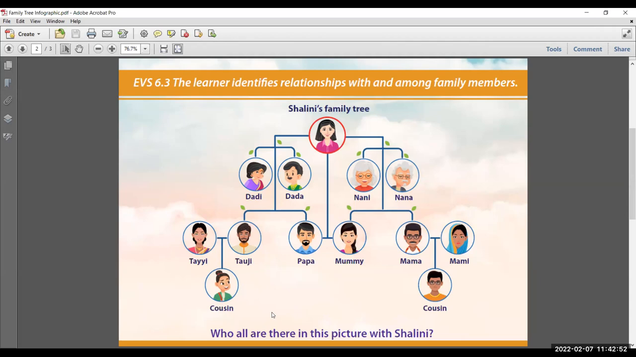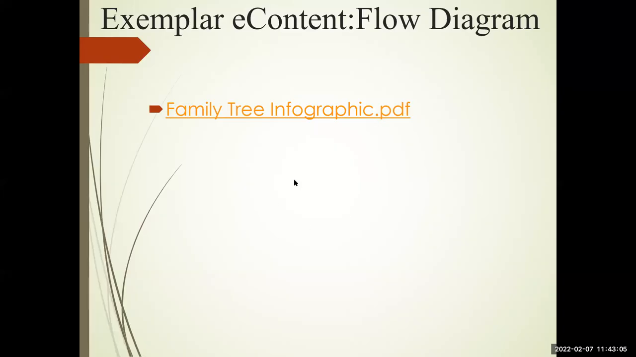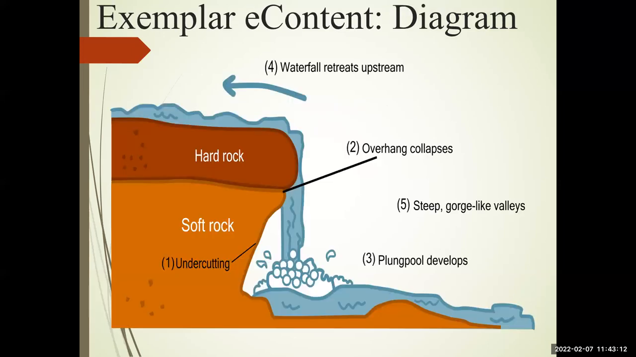So let me move on to another one. Yeah. So this is an example of a diagram. Here you can see the process of waterfall formation. Landforms are something which are developed or created by nature in a span of centuries. So it is very, very difficult to explain a phenomenon which takes centuries to occur.